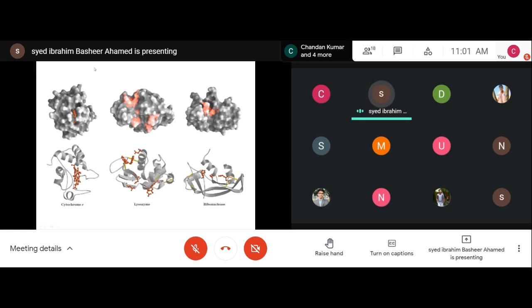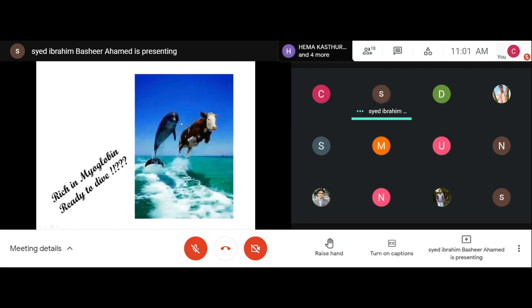So here you can see cytochrome C. Again, it is an oxygen carrier which has a heme group. It will have an iron atom at the center that will bind to oxygen. It's an oxygen carrier. And lysozyme is a hydrolase, it will hydrolyze things. Then ribonuclease is an enzyme. So, different functions.